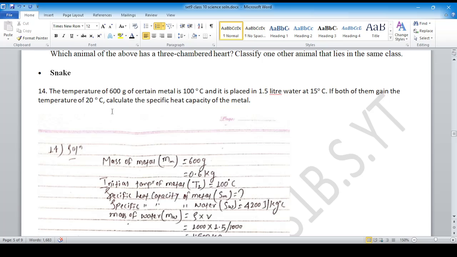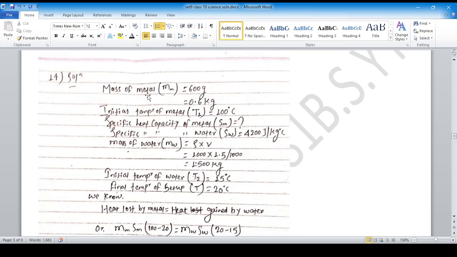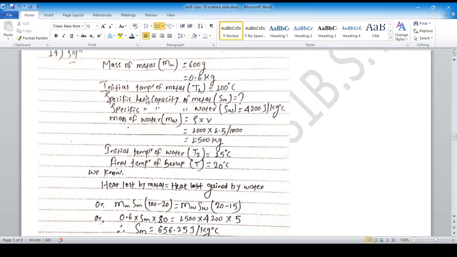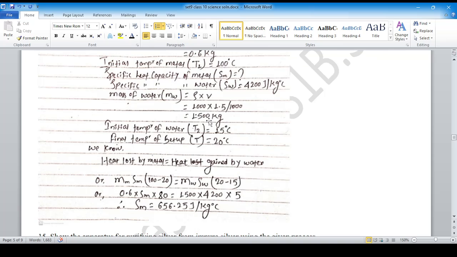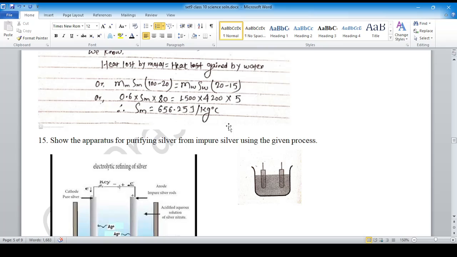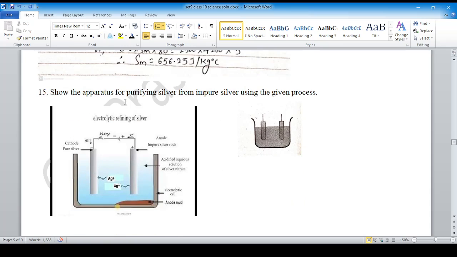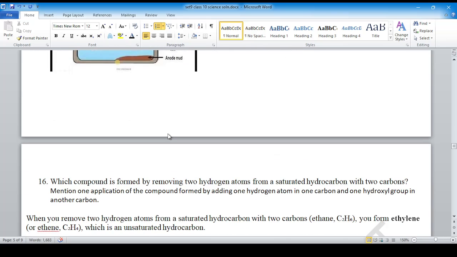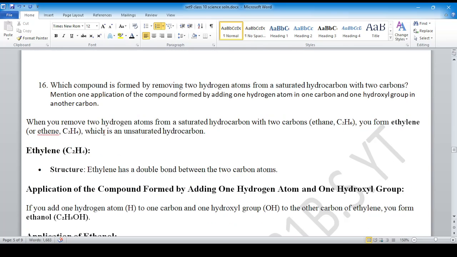Question number 14 needs calculation. If there is any problem in the steps, you can get in contact with the email provided in the description box. Okay, it is free of cost. So this one is the solution. You can go through the steps. Question number 15, this is the given setup. For question number 16, this one is the solution.